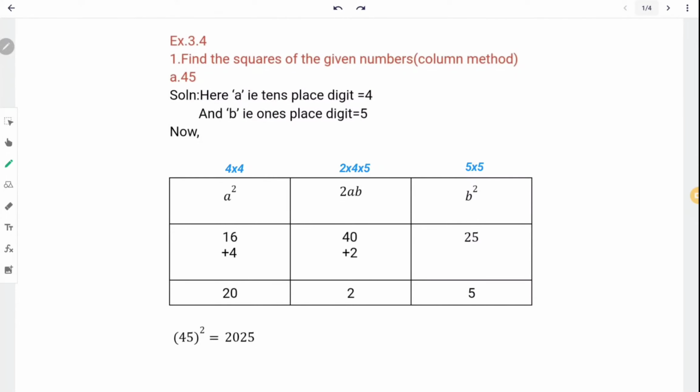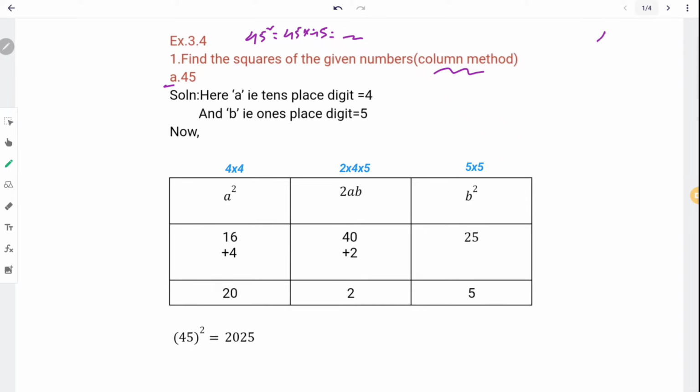Okay, 3.4. All right, exercise: find the squares of the given numbers. The first given number is 45, right? Square means it's supposed to be 45 squared. You multiply 45 two times, and that's how we get the answer. But here, it says by the column method.